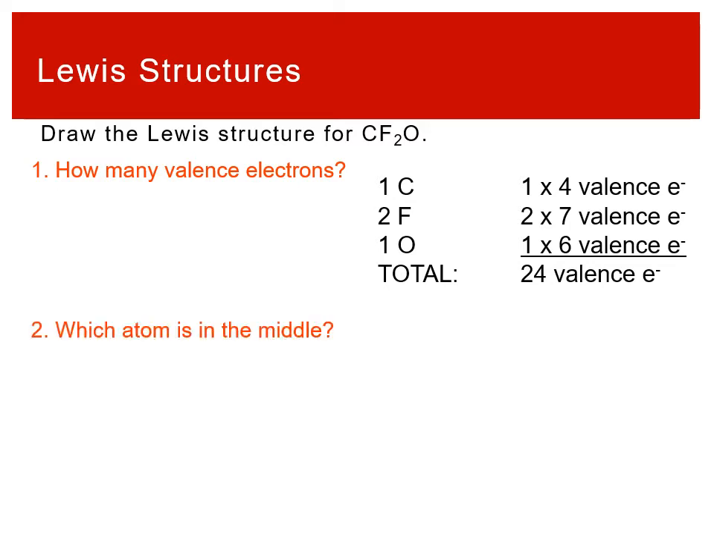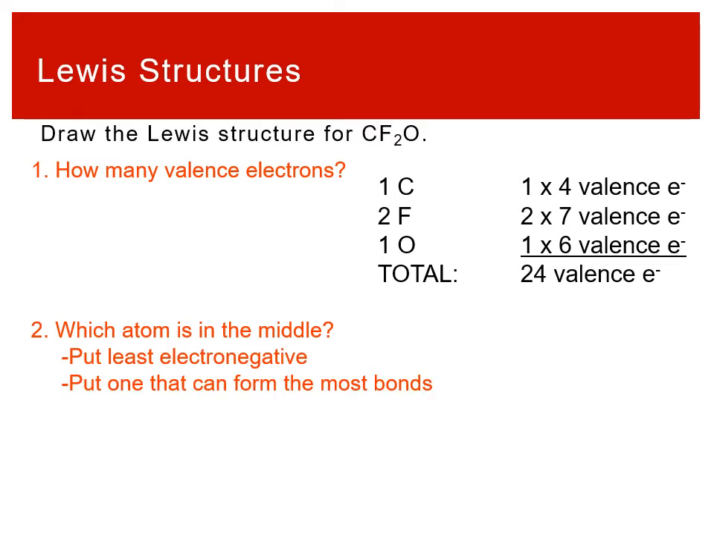Next question, which atom is in the middle? When we followed this previously, we said it was going to be the atom written first, and so we could probably look at that for carbon. Another rule we can use is to put the least electronegative element in the middle. So what is the furthest away from fluorine? We're not going to put fluorine in the middle. We're not going to put oxygen in the middle. So that points to carbon as well.